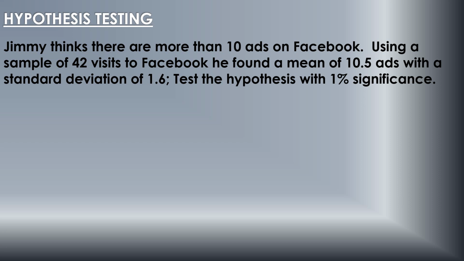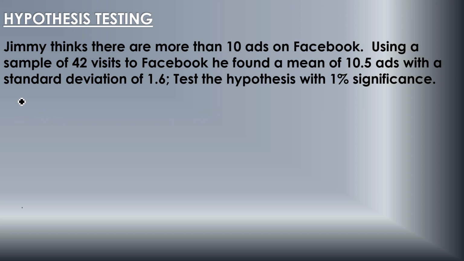So in this example, Jimmy thinks there are more than 10 ads on Facebook, assuming you're scrolling through a news feed or something. So using a sample of 42 visits to Facebook, he found a mean of 10.5 ads with a standard deviation of 1.6. We're going to test the hypothesis with 1% significance.